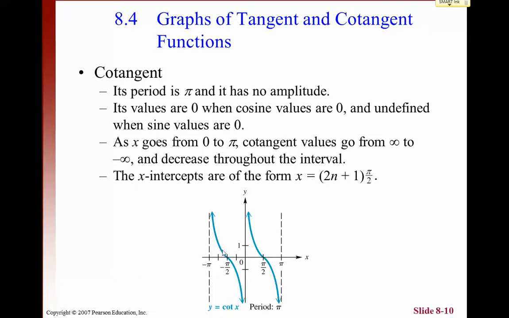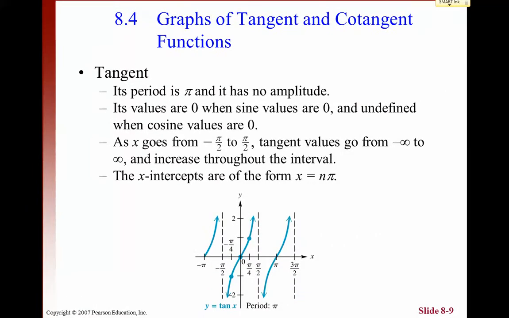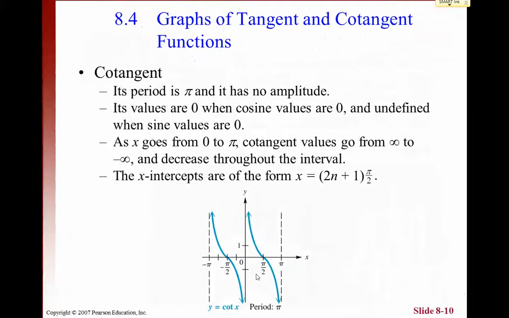So this is what the cotangent looks like. This is what the tangent looks like. Okay, so the period is normally pi. We mostly want to figure out where the asymptotes are and where it crosses the x-axis. That's mostly what I'm worried about. These other ones, not so much.